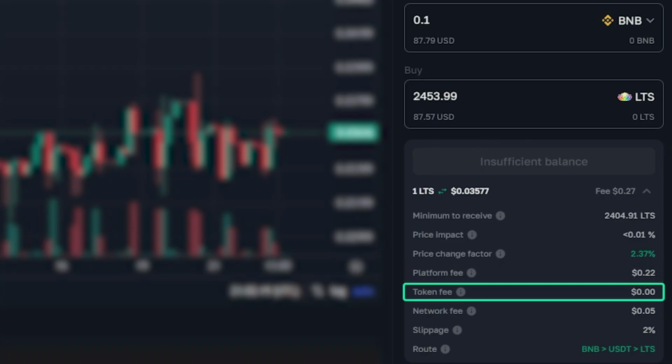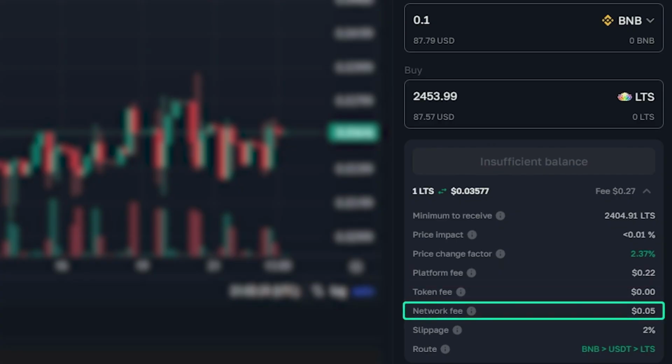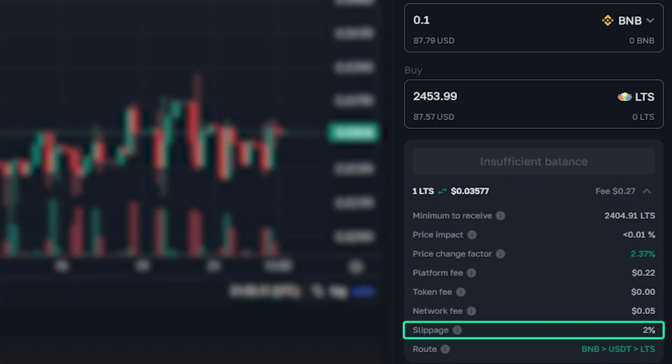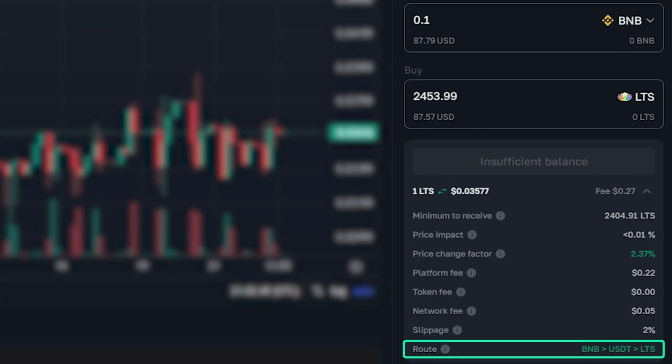Token fee. The token's fee if provided for by the token creators in the smart contract. The network fee. Payment to miners or validators for confirming the transaction. Slippage, as discussed earlier, the difference between the expected and the actual price. If the price changes beyond the allowed level you specified, the transaction will be declined. Smart route, where our system automatically chooses the most profitable swap route so you get the best buying conditions.